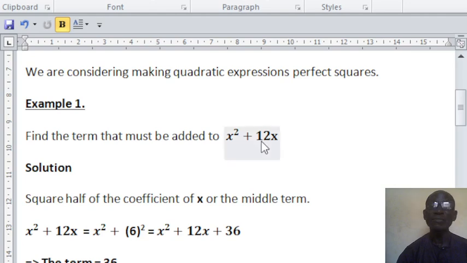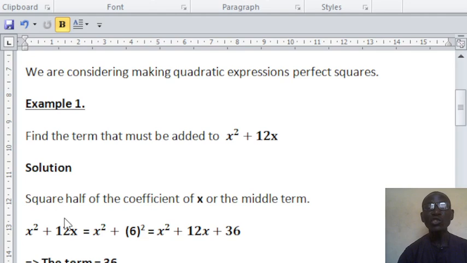Now to solve this, to add the number that must be added to make it a perfect square, you take half of this 12. 12 here is the coefficient of x. x is a variable, an unknown. So take half of this 12, square it. Whatever number you arrive at is the number you add, which will make this expression a perfect square.